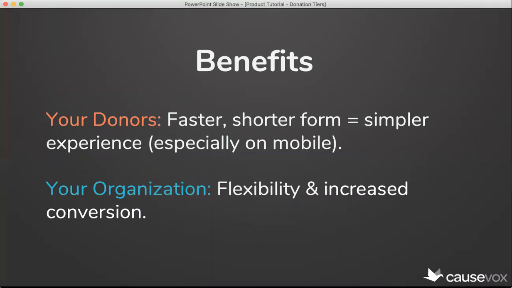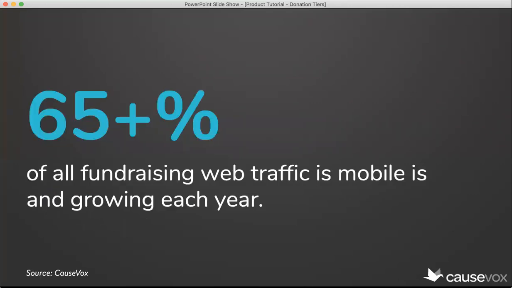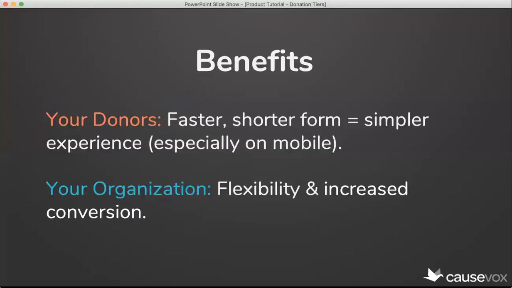The benefit of using simple donation tiers is that you get a faster, shorter form for just a simpler experience, especially on mobile, and you can expect about 65% of all of your traffic to be on mobile. And then on your end, as an organization, you see the flexibility of having donation tiers that are more tailored to fit your specific needs and wants, especially when you can't describe what $25 helps accomplish at your organization. Just removing that option gives you more of the power and flexibility in tailoring your forms to your needs. And of course, you get increased conversion rates so that you can get more donations.